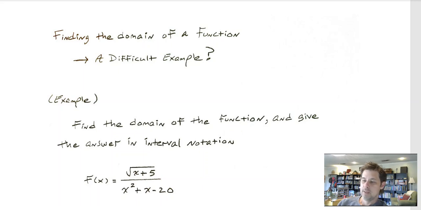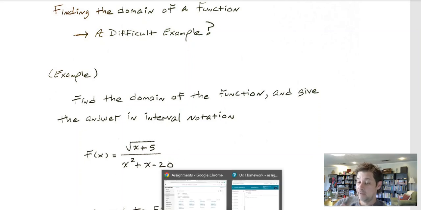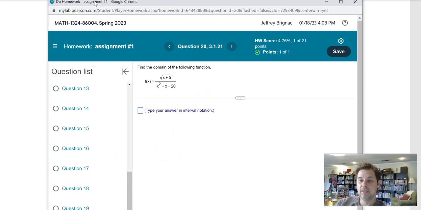Well, hello, everybody. I want to take this chance to work a more difficult problem that is in our MyMathLab assignment. Okay? And that problem is the one that you see here. It says find the domain of the function that's given and give your answer in interval notation. And the function is somewhat complicated. I mean, at least as far as the assignment goes, there are functions that are way simpler than this one. All right. But I did find that on MyMathLab, and here's what it looks like on MyMathLab.